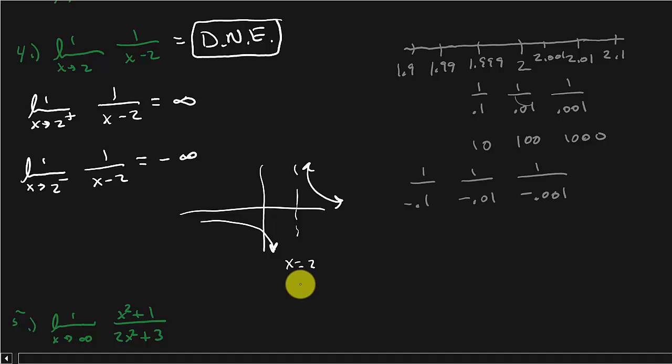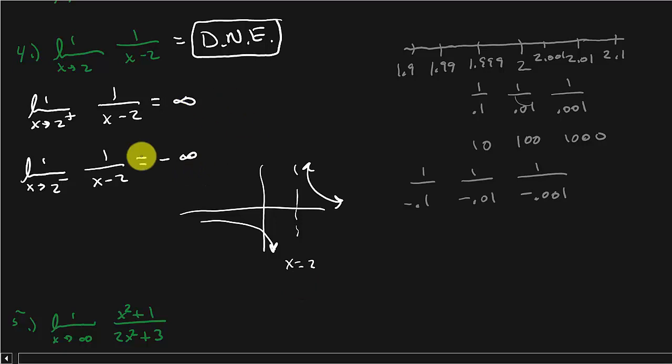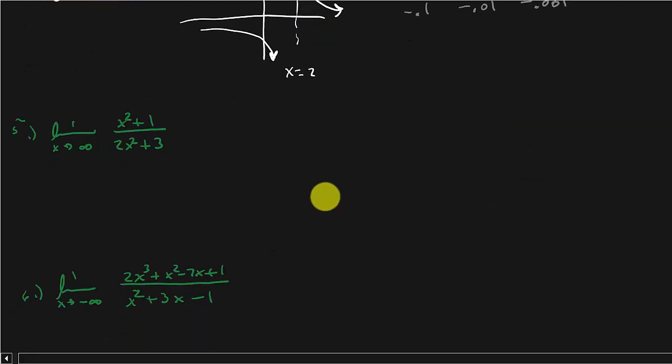But there it is. It does not exist. That's when you have something over 0. Not 0 over 0. With 0 over 0, you want to try something else. But if you don't have 0 over 0, but you have 0 in the denominator and no 0 in the numerator, you need to go about it like this. All right, so now let's talk about this.